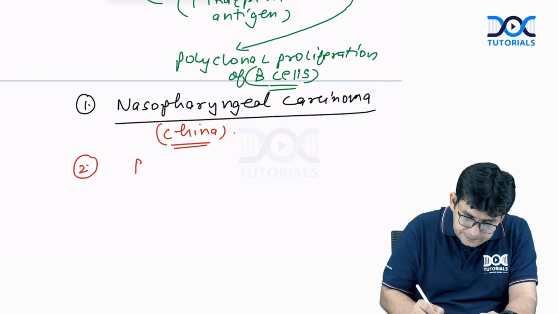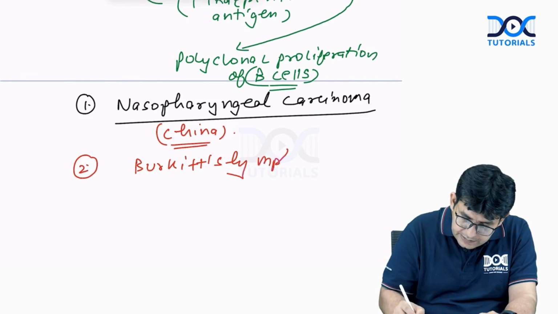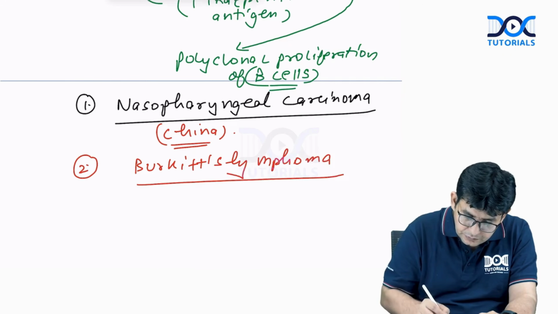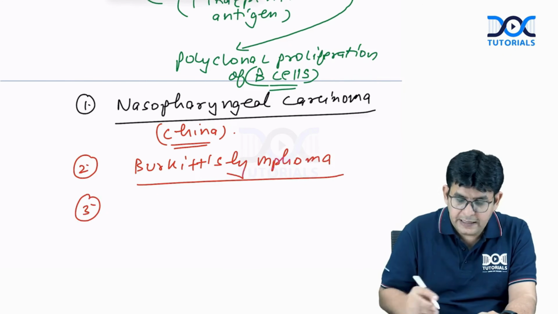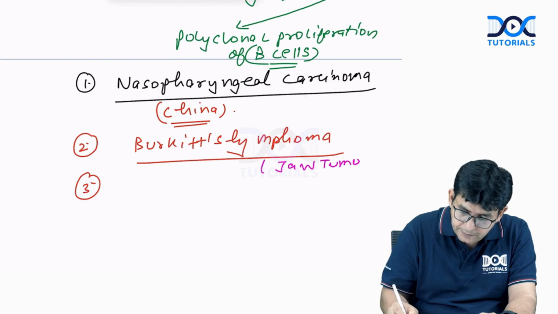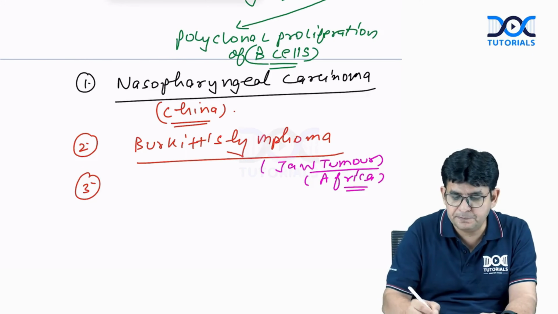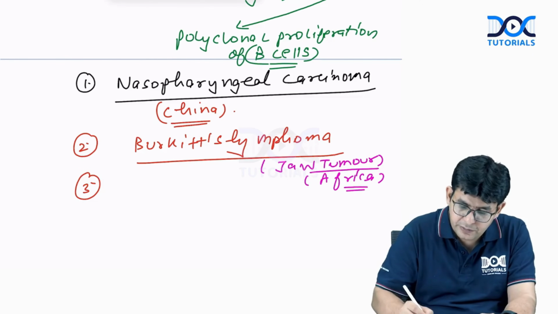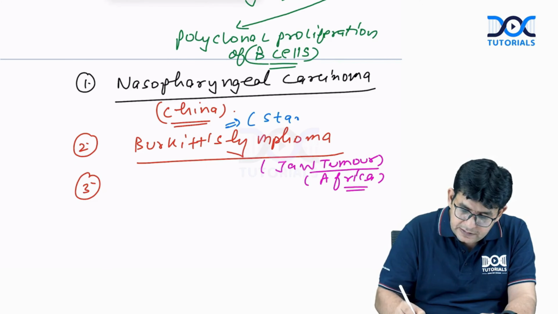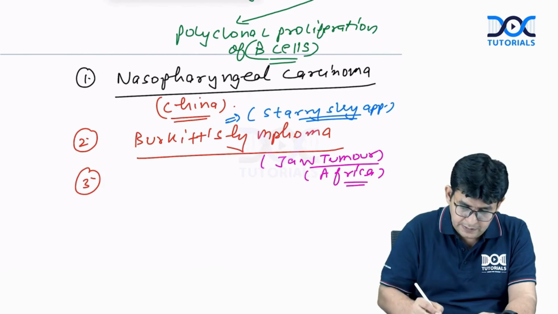Other than that, Burkitt's lymphoma. Okay. And this Burkitt's lymphoma manifests in the form of a jaw tumor. And it is common in Africa. And as far as the pathology point is concerned, regarding Burkitt's lymphoma, which type of appearance? Starry sky appearance. That is observed in this particular one, Burkitt's lymphoma.